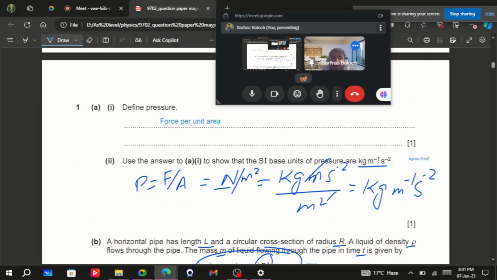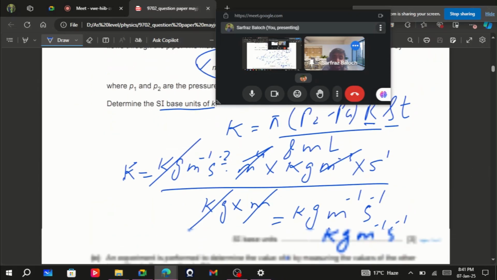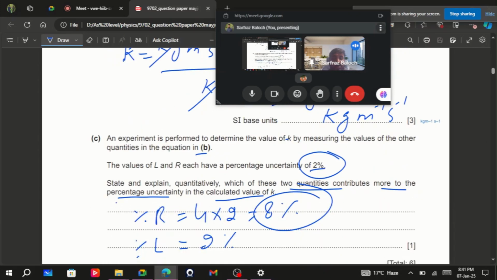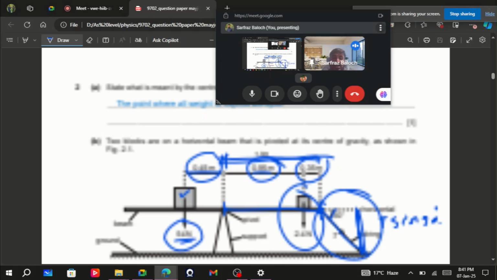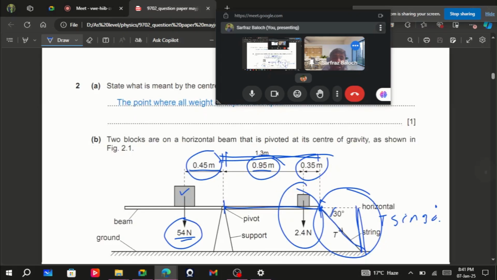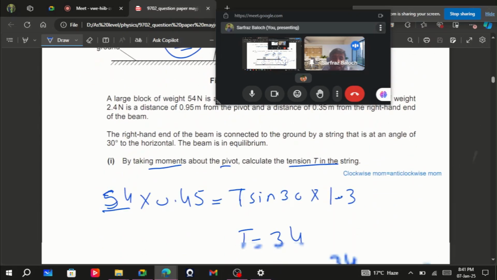Again, it's from pressure. So formula for pressure, base units for pressure. Okay, and then base units for other quantities. This is about percentage uncertainties. We have discussed this thing, and again here for law of conservation of momentum. Okay, so we have also discussed this thing.